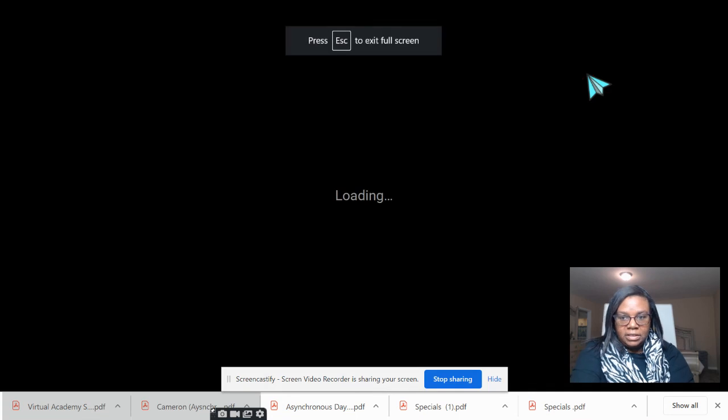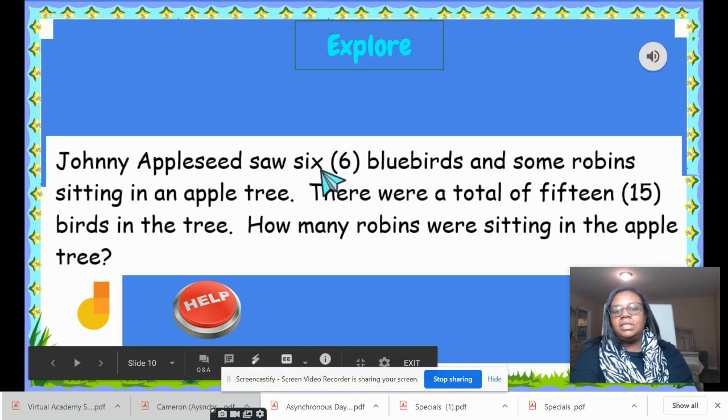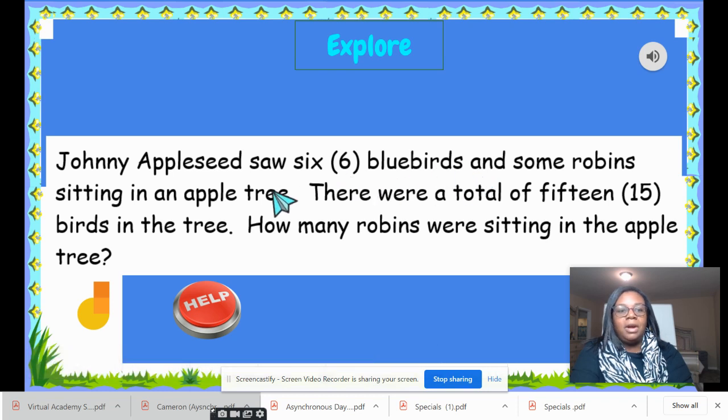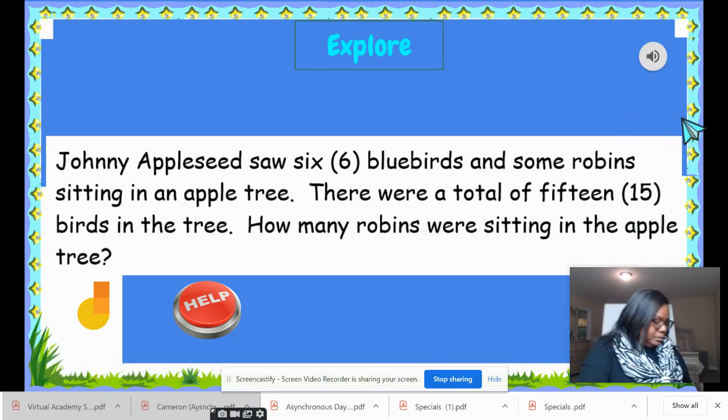Now, let's practice on the next slide. If Johnny Appleseed saw 6 bluebirds and some robins sitting in an apple tree, there are a total of 15 birds in the tree. How many robins were sitting in the apple tree? Now we can solve this problem using the open number line, which is how I'm going to demonstrate for you today. So, boys and girls, please follow along and watch with me.